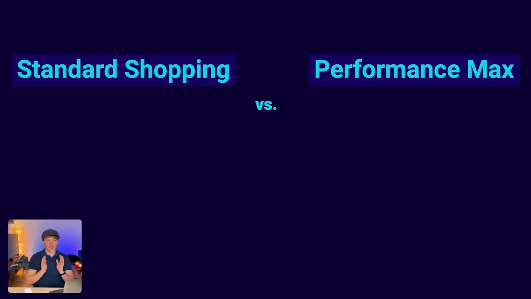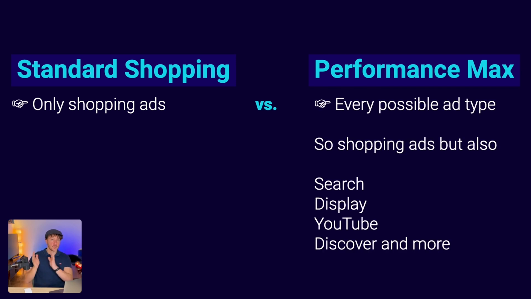So, and now let's look at the comparison. First of all, network reach. Standard shopping, only shopping ads. Performance Max, every ad which is possible in Google Ads. But most of the time with the product feed, Performance Max campaigns also focus mainly on shopping ads, by like 80%.